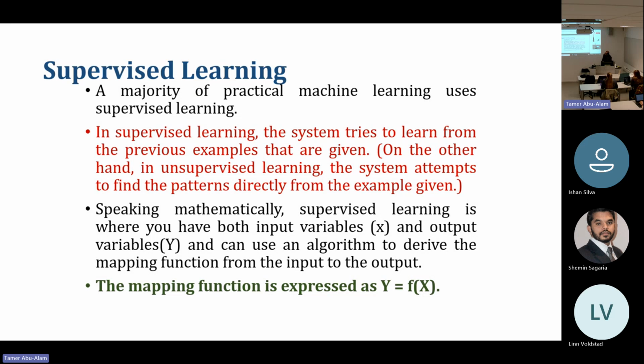So this is some text about supervised learning. We can read it, but I think it's easy peasy now. A majority of practical machine learning use supervised learning. So actually, this is a very famous machine learning thing. In supervised learning, the system tries to learn from previous examples that are given. So actually you are giving them a concrete example. On the other hand, in unsupervised learning, the system attempts to find the pattern directly from the example given. You can see the difference between the supervised and unsupervised.